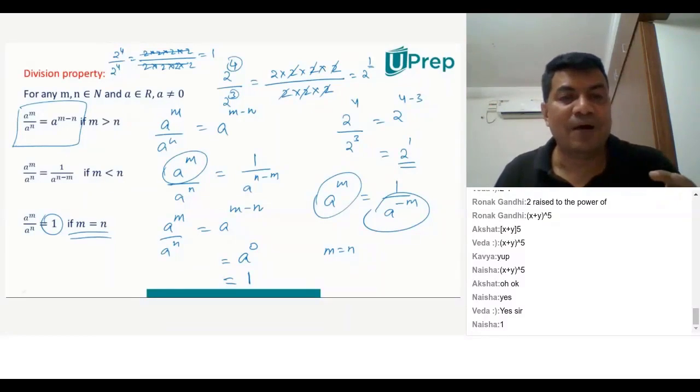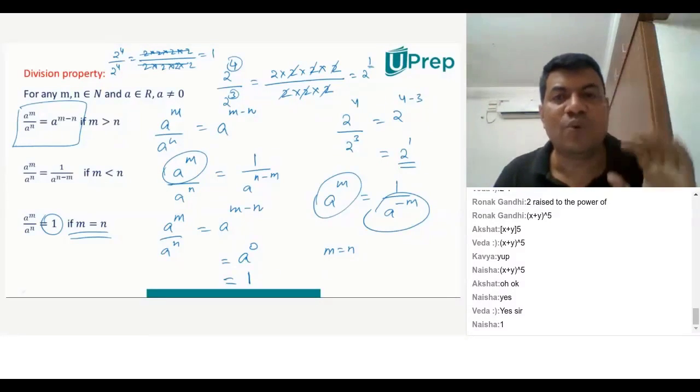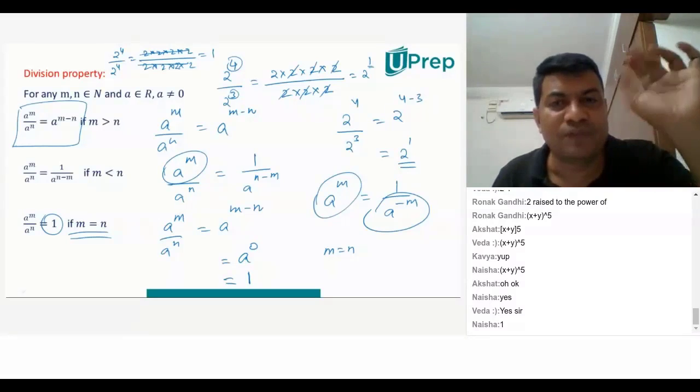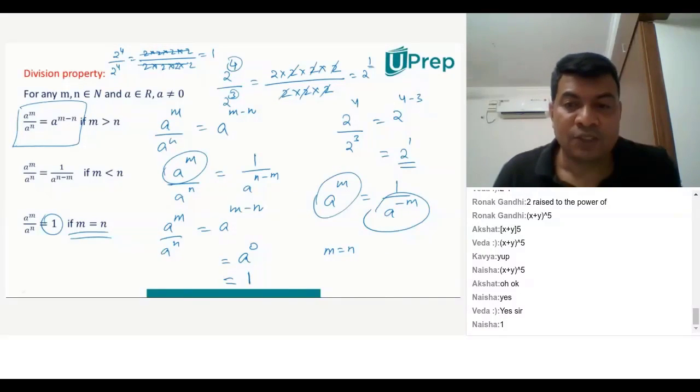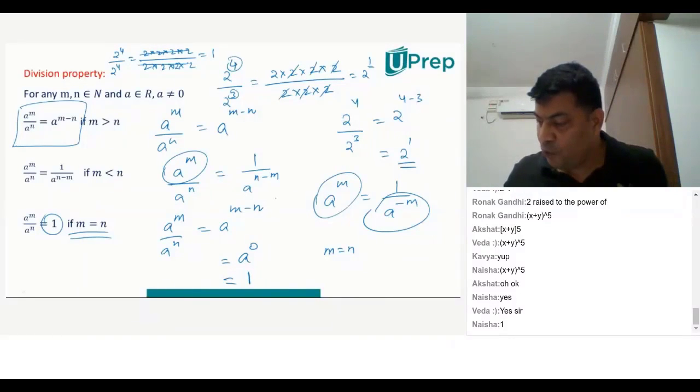So always remember, a to the power of 0 is 1. Monkey to the power of 0 is 1. Donkey to the power of 0 is also 1. Any number to the power of 0 is 1, unless that number is 0, so a non-zero number. You will learn later why it should be non-zero; it's too early for you to learn that. So this is one way of approaching why a power 0 is 1.